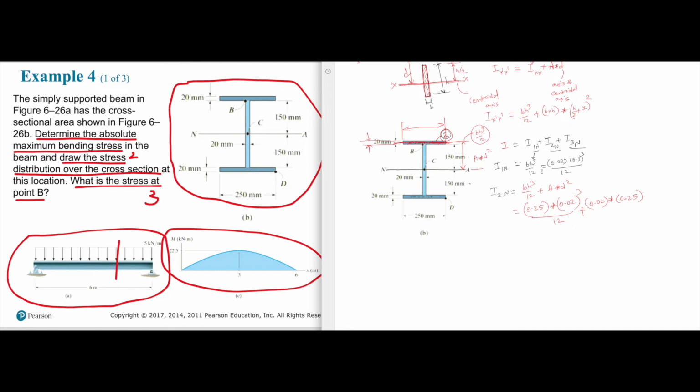Isn't this the area? 0.02 times 0.25. That's the area times the distance between. So what is the D? What is the distance between the centroid of this to this? Isn't it 150 plus half of 20? Because that is 20, right? Maybe there are too many things there.